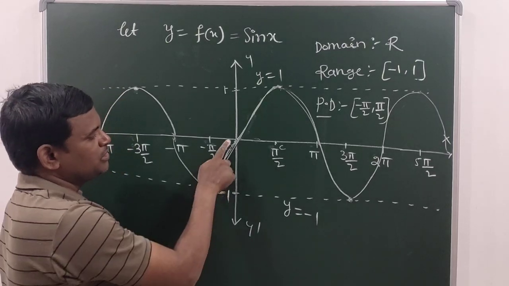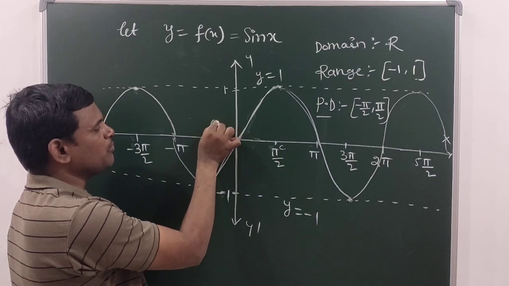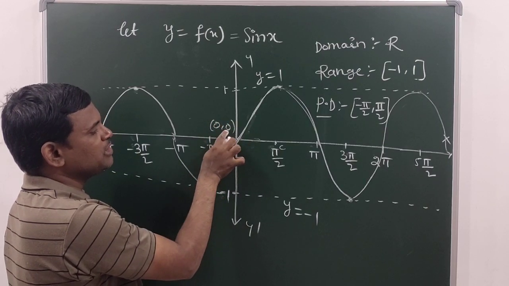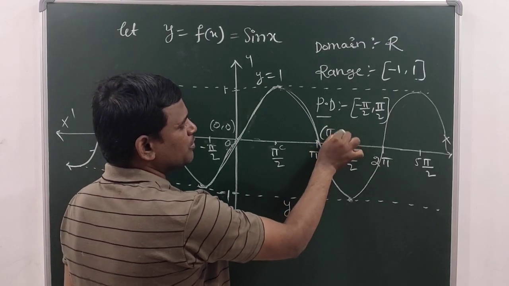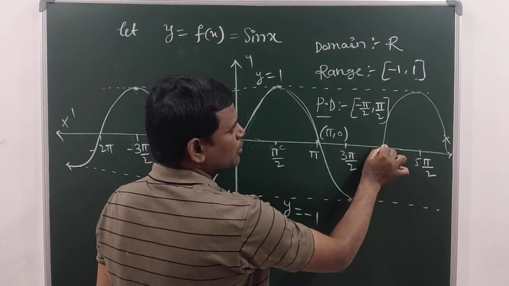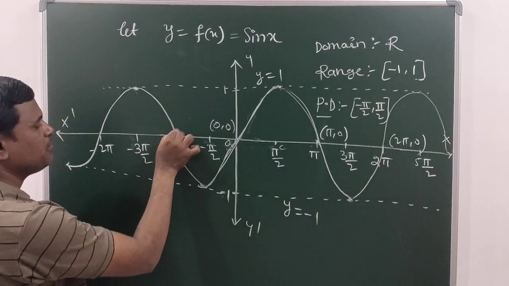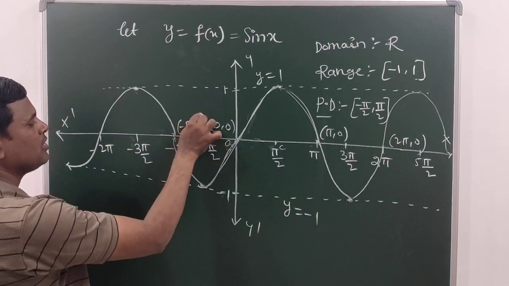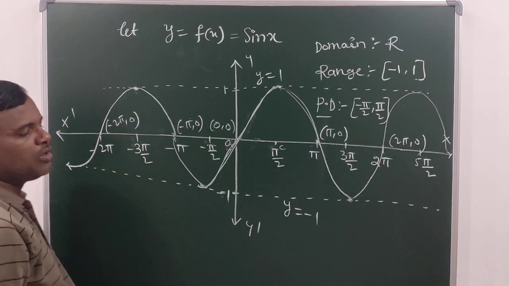See here, 0 degrees. With respect to the range, (0, 0). Here, the domain is 0, the range is 0. Go here, (pi, 0). And here, (2 pi, 0). Here, (-pi, 0). Here, (-2 pi, 0), and so on.